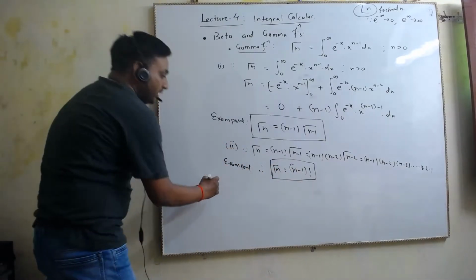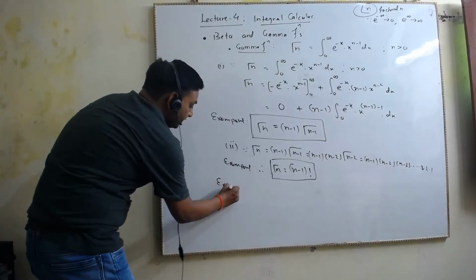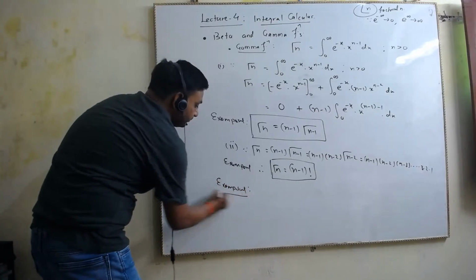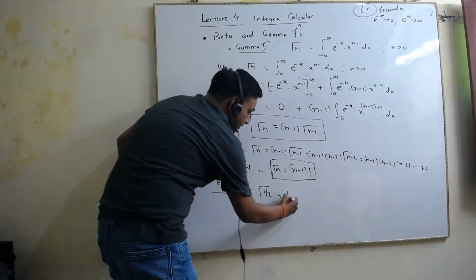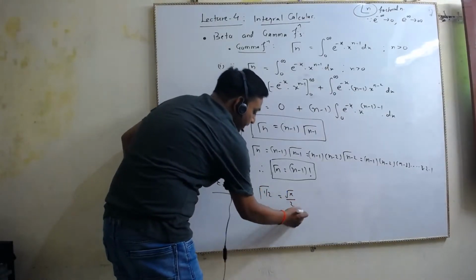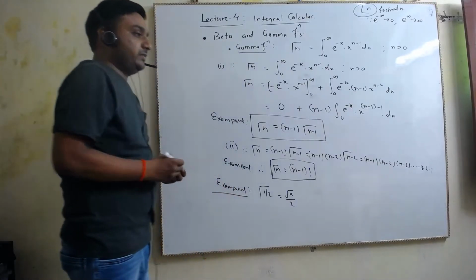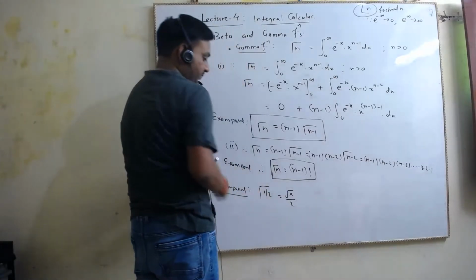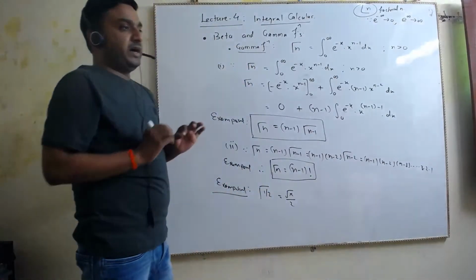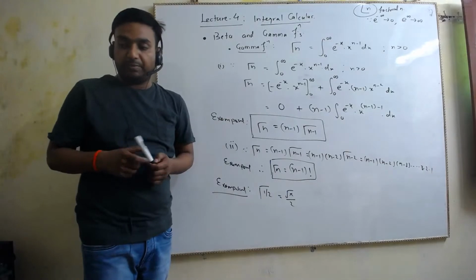One more important point for us here is gamma half is square root of pi. प्लीज पाई बाई टू कहां से आ गया, ठीक है. प्लीज डू रिमेंबर गामा हाफ का वैल्यू इज स्क्वायर रूट ऑफ पाई.